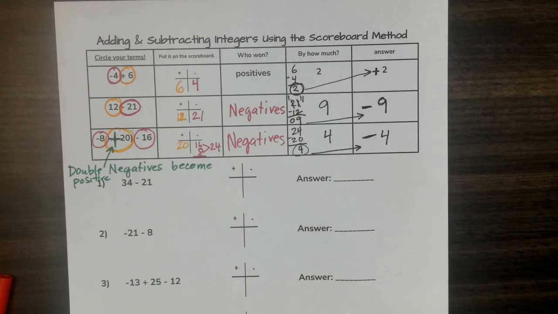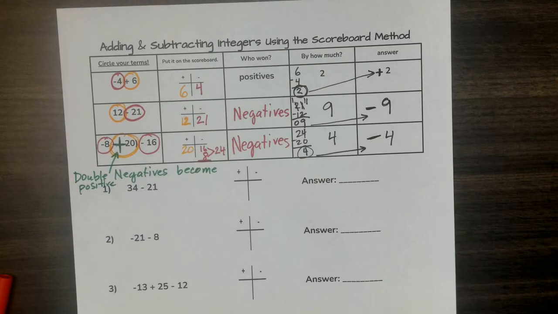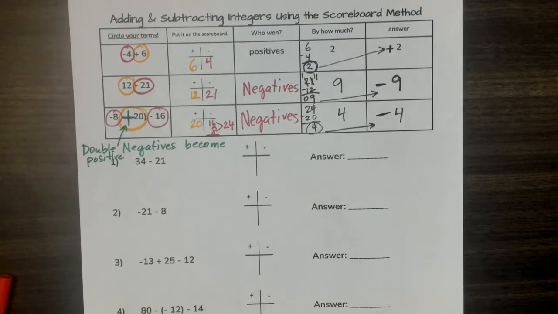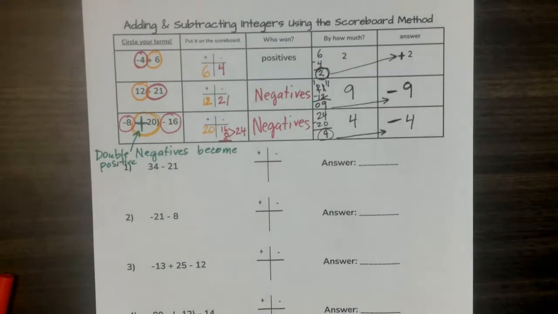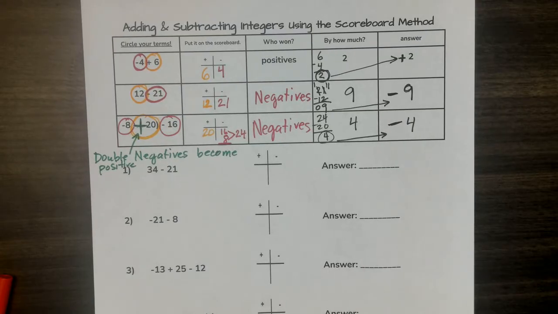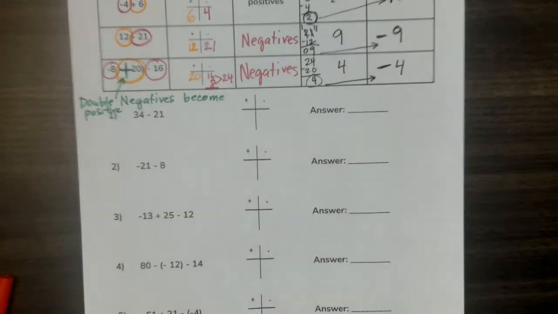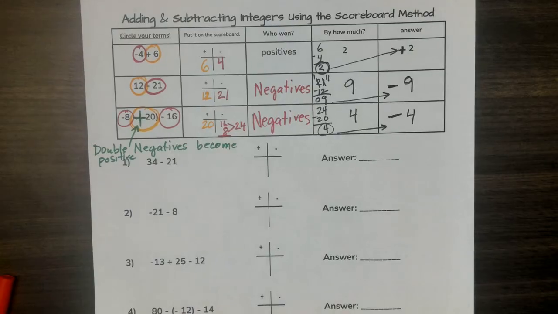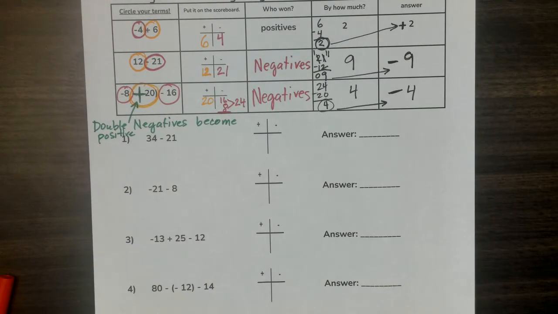So these are our examples to solve the addition and subtraction of integers using the scoreboard method. I can do several of these with you, but you can pause the video to practice some of these by yourself. If you're in my classroom, you can solve all of these by yourself as well. I'm going to do 1 and 2 with you. You can practice number 3 and number 4 by yourself. Be careful with that double negative there. And then we'll see if you mastered this skill.